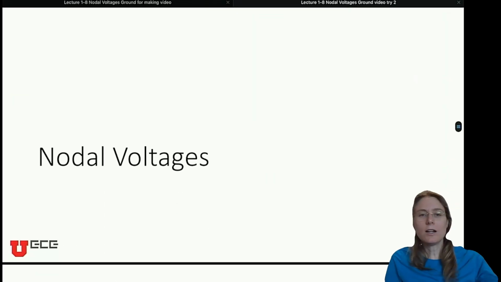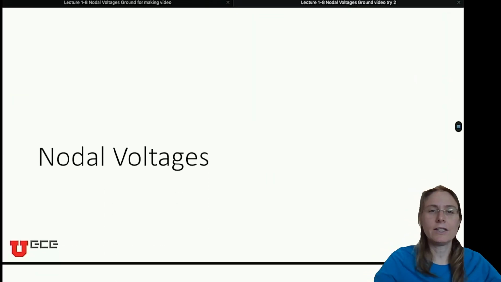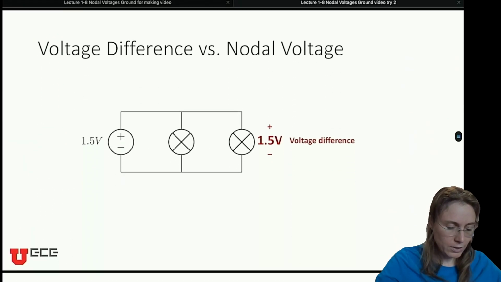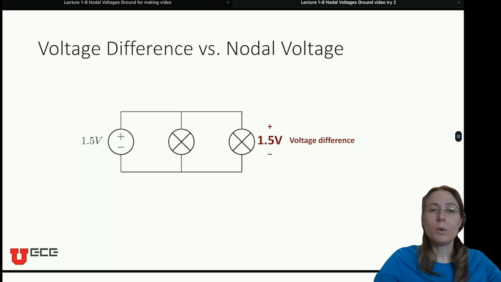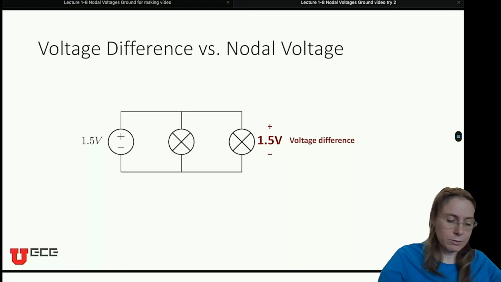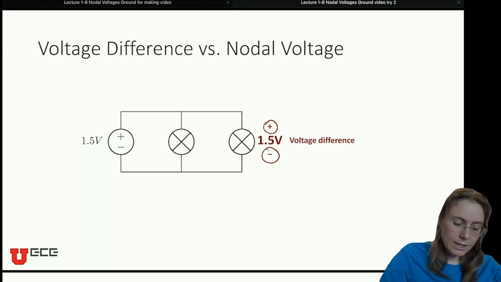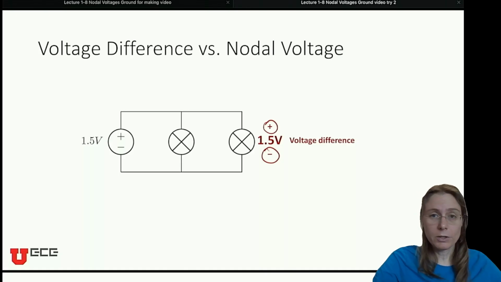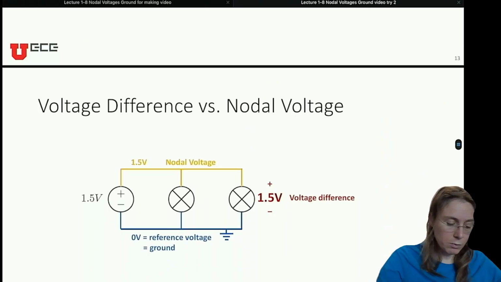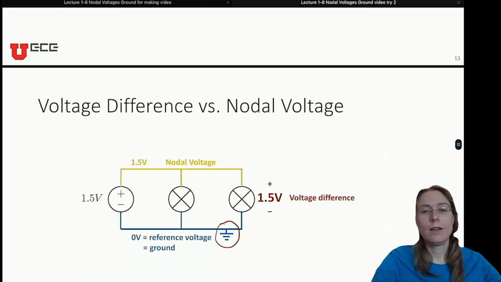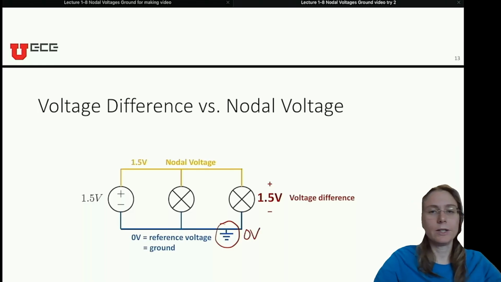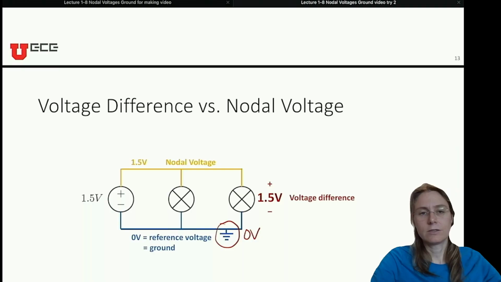Okay, so now let's talk about how to actually apply this idea of nodal voltages. Before, we were always talking about voltage differences, right? We'd label a plus and a negative to show where we were comparing the voltage between. And now what we're going to do instead is on the same circuit, we're going to draw a ground symbol somewhere, which says this is the 0 voltage point for reference.